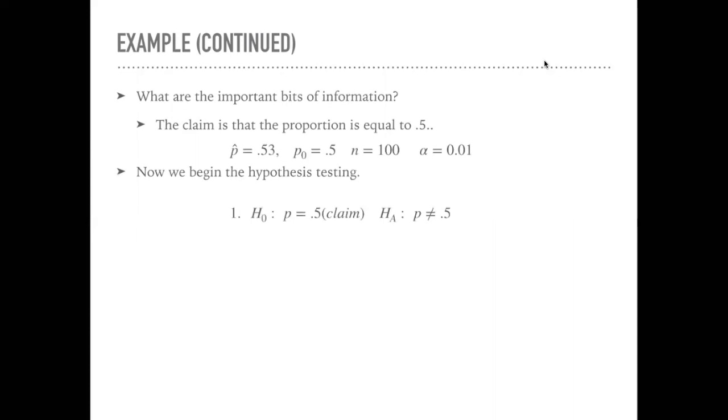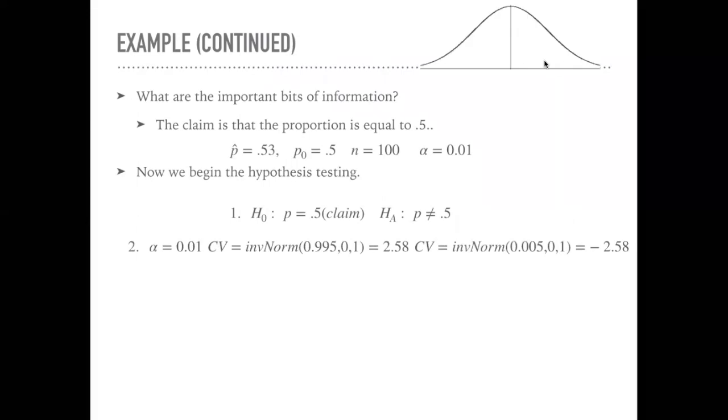So we write our hypotheses, and here we notice that our claim ends up being our null hypothesis because we're claiming that we are equal to 0.5. Then we go ahead, state our level of significance, and find our two critical values. This here is a two-tailed test. So we're going to find our critical values of negative 2.58 and positive 2.58.